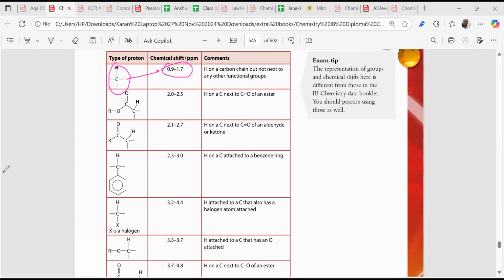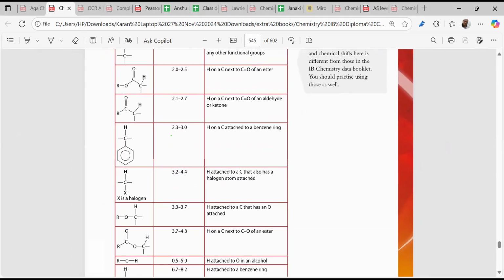If you have got an ester, now this part is very crucial, right? Please open your data booklet if you have got the printout version. Esters will be tested, right? You asked me. Yes, esters will be tested, but you have to know the trick.